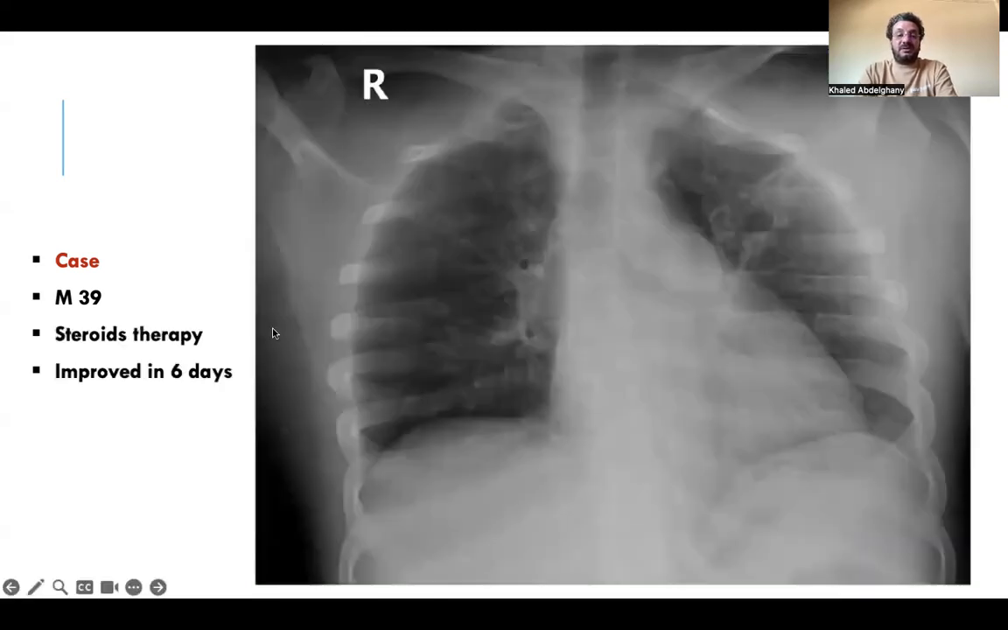This patient had dramatic improvement on corticosteroid therapy, improved within 6 days. As you see here, there is almost complete recovery of the lower zonal patchy opacities noticed before, with residual upper lobar or upper zonal opacities less in extent. Thanks for your attention.